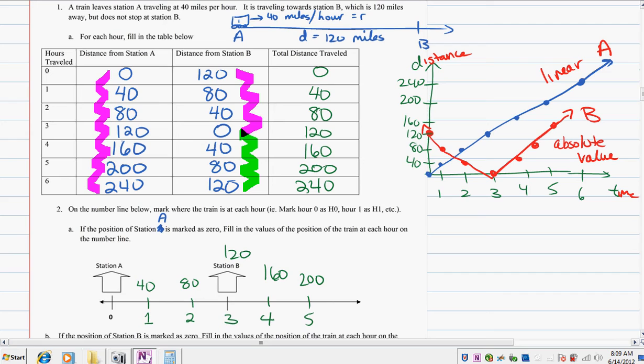Now the absolute value can be represented by 2 bars around something, so like the absolute value of x, or the absolute value of negative 2, for example. And the absolute value just talks about the distance away from a given point. So the distance that we are from B always stays positive, right? So that's one of the things: distances are always positive.